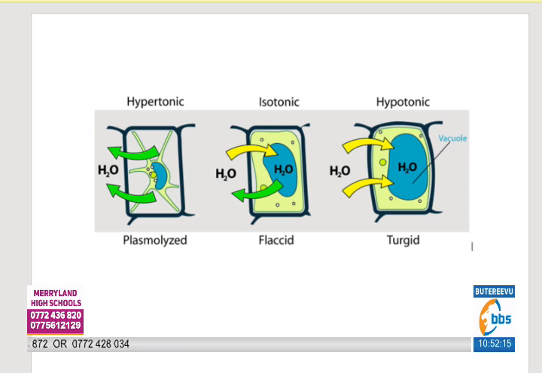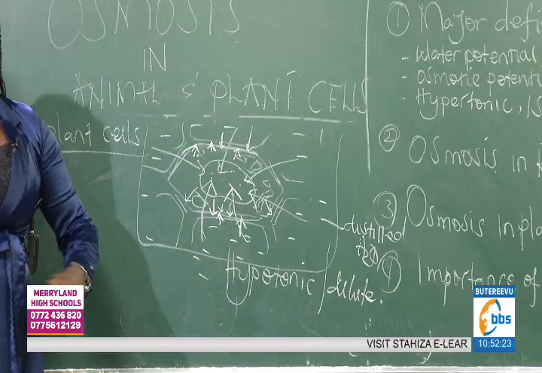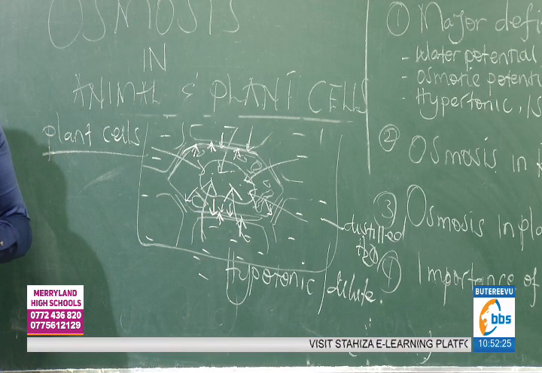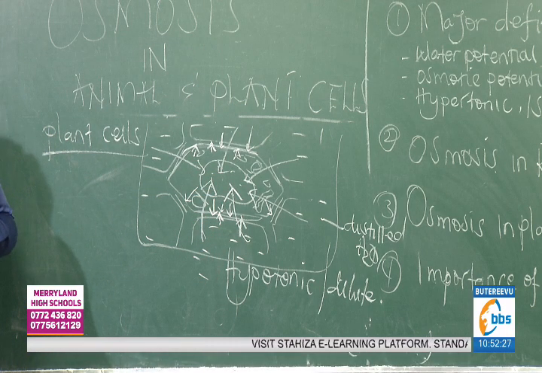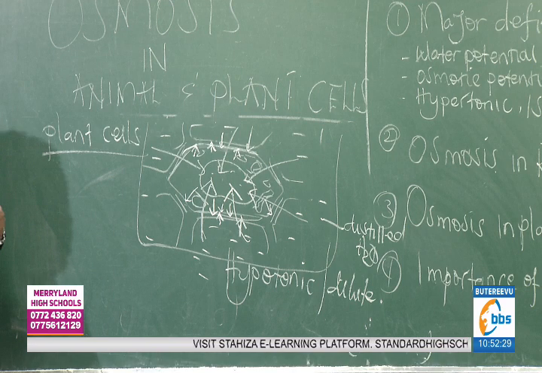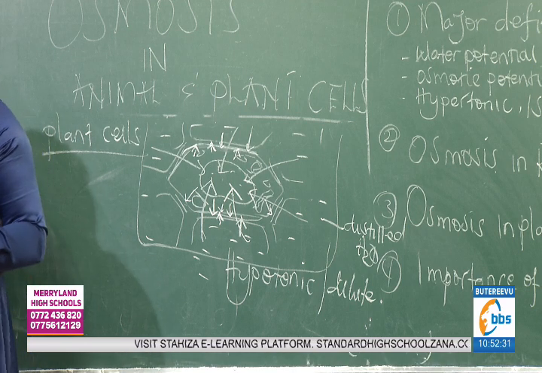So when turgor pressure exceeds the wall pressure, the cell will keep on extending. Water will keep on coming. When turgor pressure equals the wall pressure, no more water enters, no water leaves. So the plant cell becomes turgid, and that is what we call turgidity.